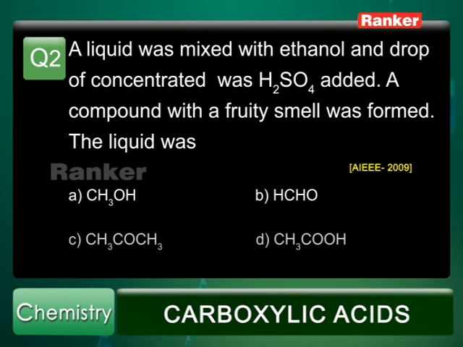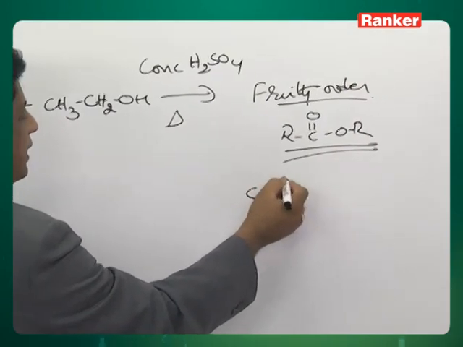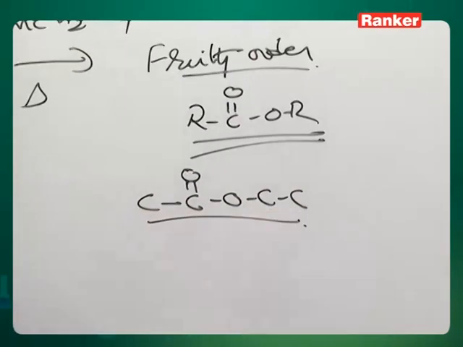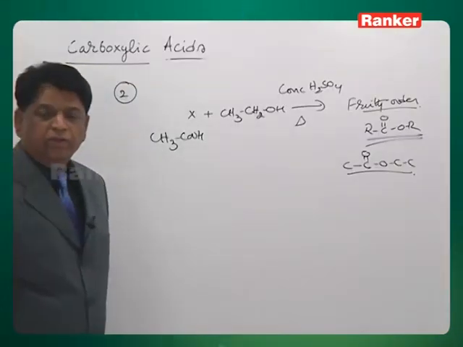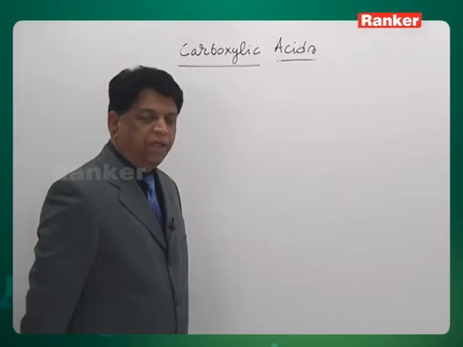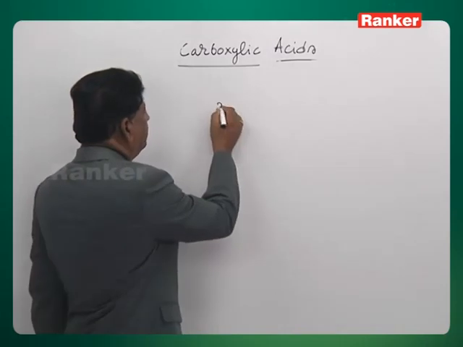So if I take acetic acid here, you will get an ester called ethyl acetate. Ethyl acetate happens to be an ester and gives a beautiful, good smell. So therefore the answer is D. Answer D is the right answer. Now let's go for question number 3.